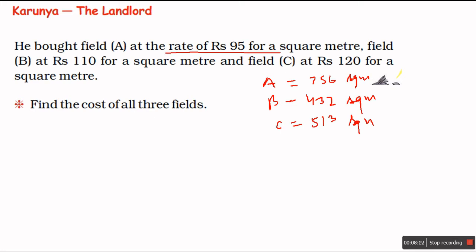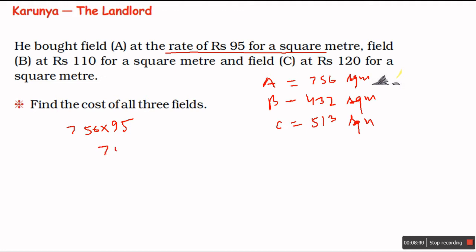Rate of A is 95 per square meter. So what is the area? 756. So the cost will be 95 multiplied by 756, because the cost of 1 square meter is 95. So the cost of 756 square meter will be multiplied by 95.